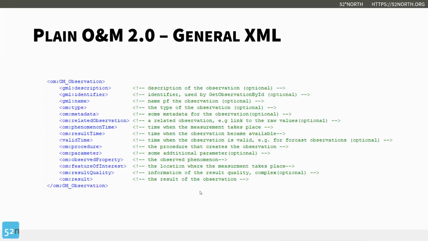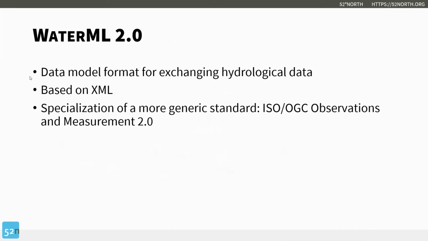So this is just a rough structure of how such an XML encoding of O&M looks. If you like, I can also provide you some further examples after this workshop. Next step is WaterML. WaterML is basically a specialization of the more generic ISO Observations and Measurements standard.